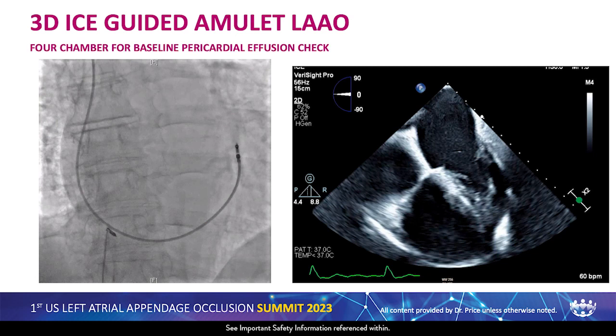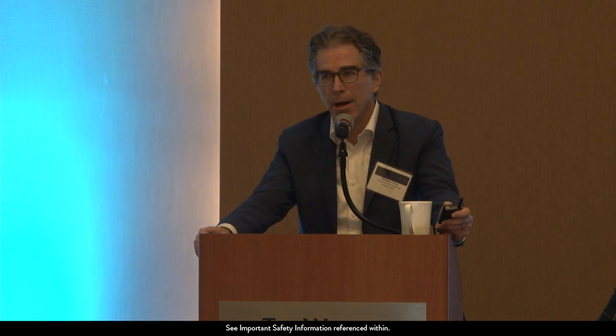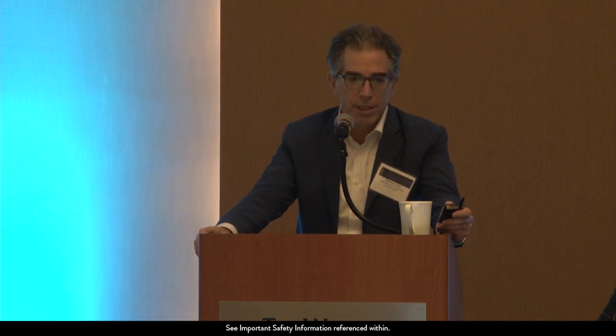So you can do everything with 3D ICE and 2D ICE, but it takes a little more work than you can with TEE. So you always check for a baseline effusion. You can get a nice 4-chamber from the right side on ICE. You can do a far field LA clearance, or you can do the RVOT.